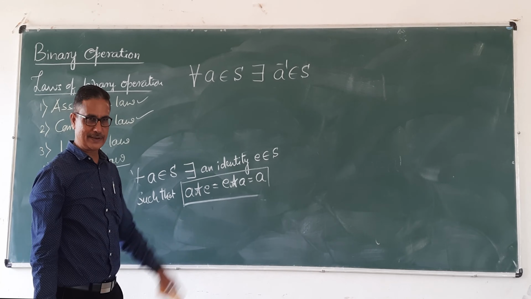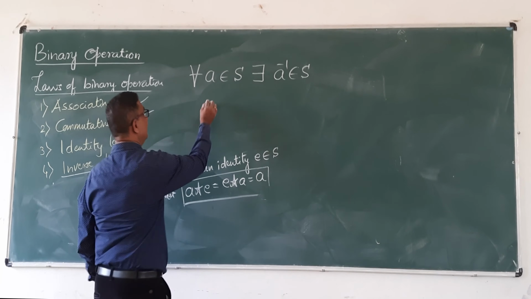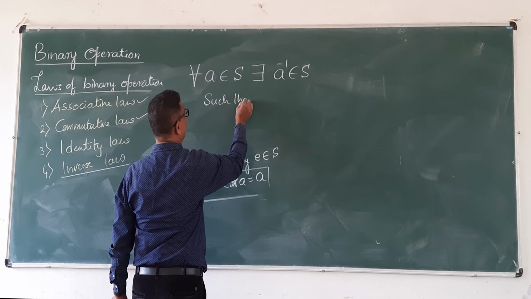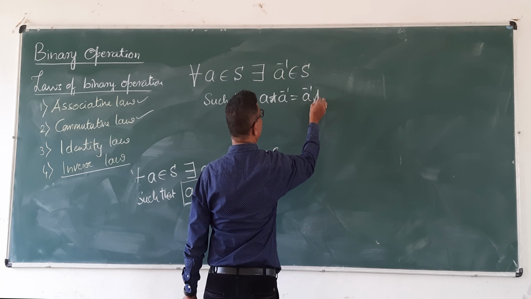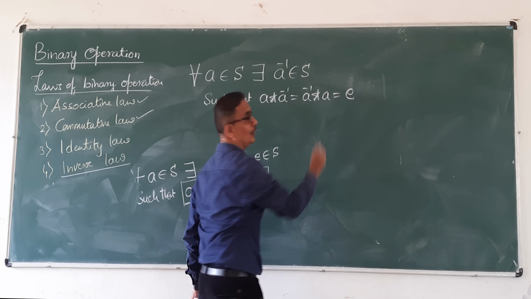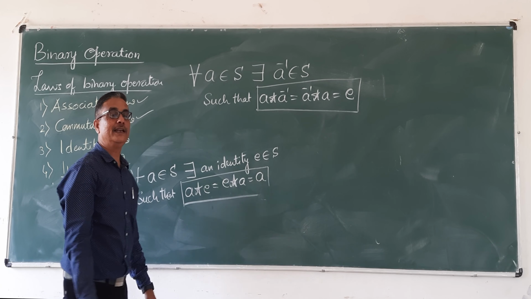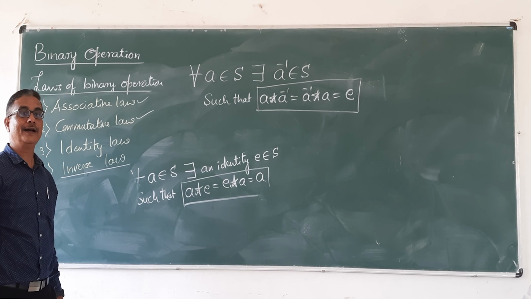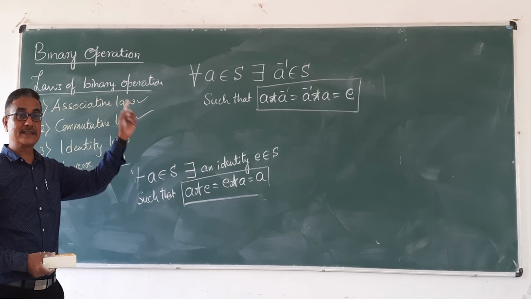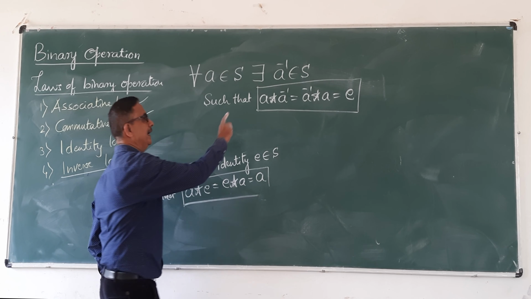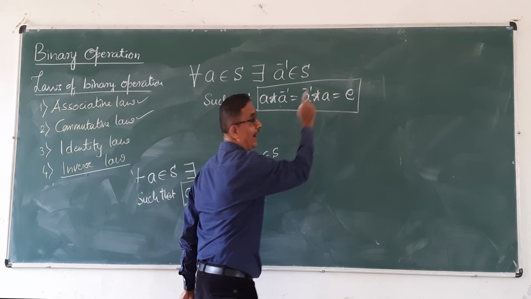For all A belongs to set S, there exists its inverse is also belongs to S. That inverse of set ಇರಬೇಕು such that A star A inverse is same as A inverse star A is equal to identity element E. If this condition is satisfied, then inverse axiom holds true. Inverse law holds. What is that? For all A belongs to S, there exists its inverse also belongs to S, such that A star A inverse is same as A inverse star A is equal to identity element E.